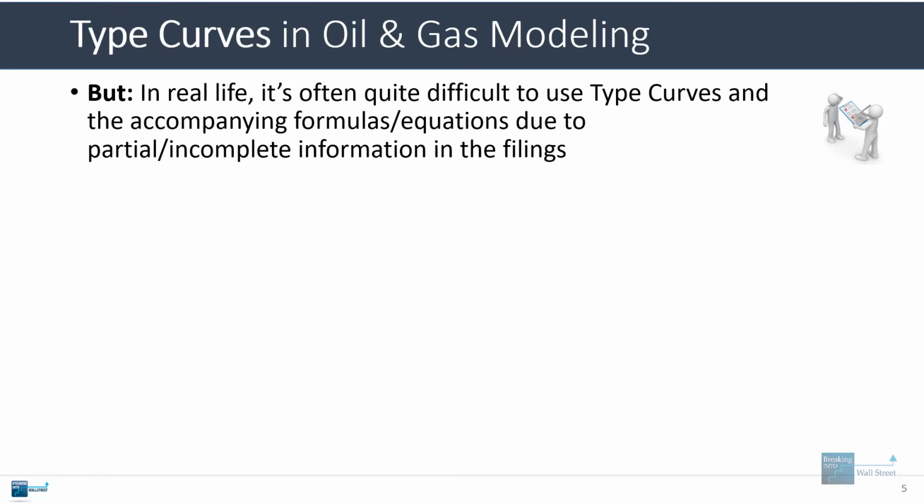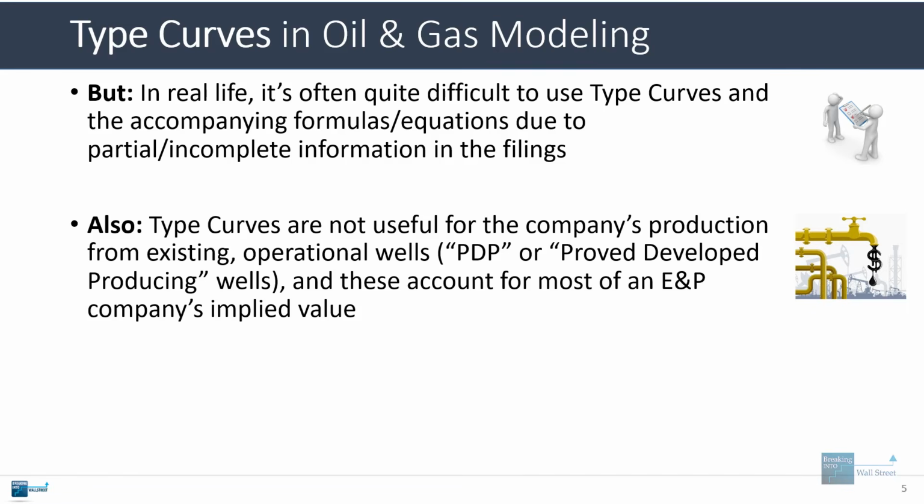In real life, it is often quite difficult to use type curves and the accompanying formulas and equations because companies often list only partial or incomplete information in their filings. The other issue is that type curves are not that useful for the company's production that comes from their existing operational wells, which are known as proved, developed, producing, or PDP wells. And in most cases, those account for the majority of an E&P company's implied value.